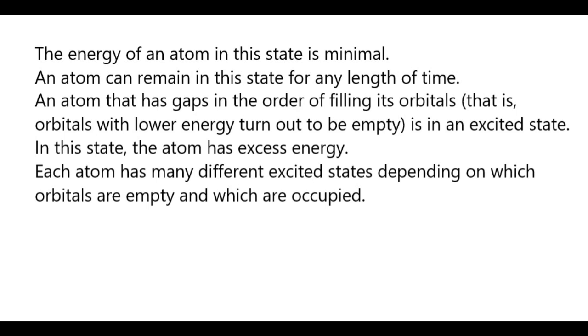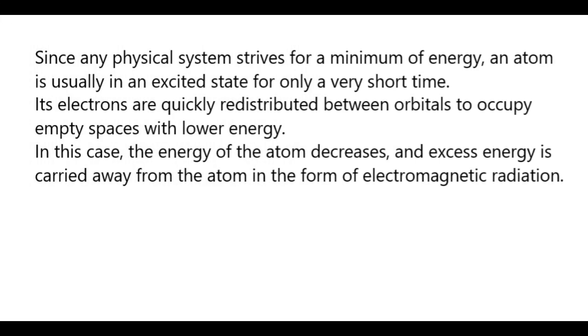An atom that has gaps in the order of filling its orbitals, that is, orbitals with lower energy turn out to be empty, is in the excited state. In this excited state, the atom has excess energy. Each atom has many different excited states depending on which orbitals are empty and which are occupied. Since any physical system strives for a minimum of energy, an atom is usually in an excited state for only a very short time. Its electrons are quickly redistributed between orbitals to occupy empty spaces with lower energy. In this case, the energy of the atom decreases and excess energy is carried away from the atom in the form of electromagnetic radiation.